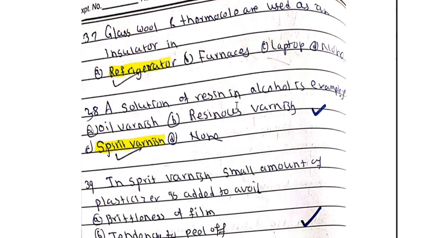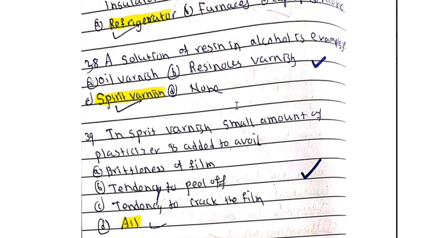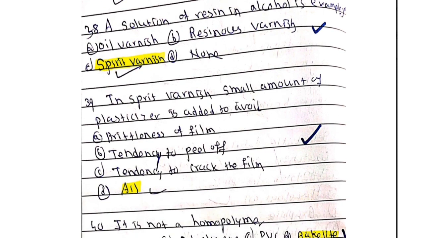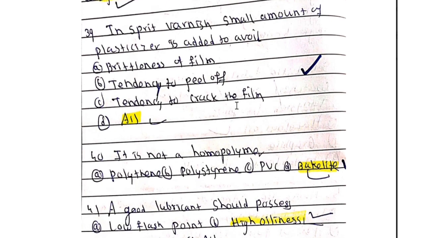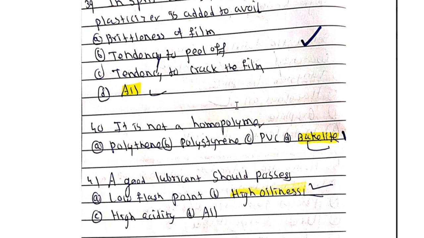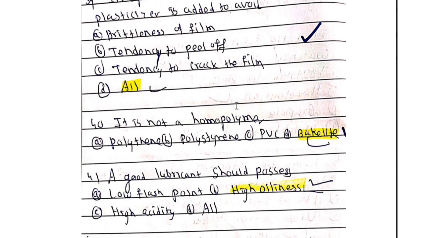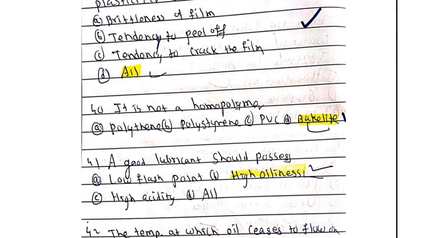A solution of resin in alcohol is an example of spirit varnish. In spirit varnish, small amount of plasticizer is added to avoid brittleness, tendency to peel off, and tendency to crack the film. That is all. It is not a homopolymer. Bakelite is not a homopolymer. It is an example of copolymer.